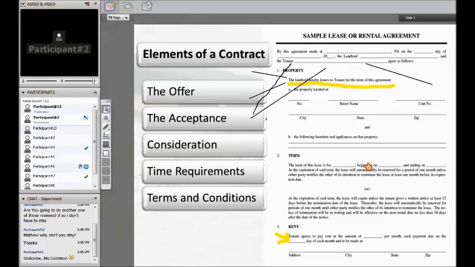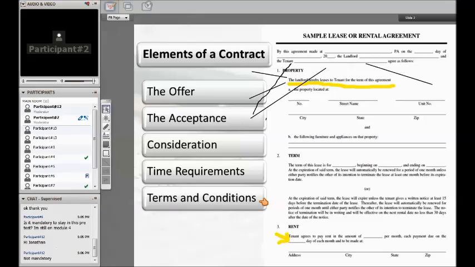Okay. All right. So time requirements. Say you're signing a 6-month lease, and that is going to be your time requirement. And then we also have terms and conditions, which we don't really have in here. Terms and conditions could be things like you have to put down a security deposit, and if you break things in there, then they get to keep the security deposit. Basically it's telling you what you can and can't do and what the consequences are if you break those terms.